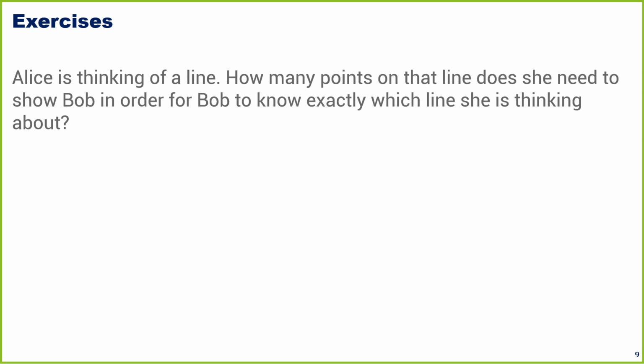It's okay, you can just keep your answers to yourself, because we're going to have a look at the solution together. So the answer here is 2, right? Have we got this correctly? The answer is 2. Because if Alice just gives up 1 point, he can't tell which line Alice is thinking about, because there are infinitely many lines that could go through that point. And we know 2 points can fix a line, right?